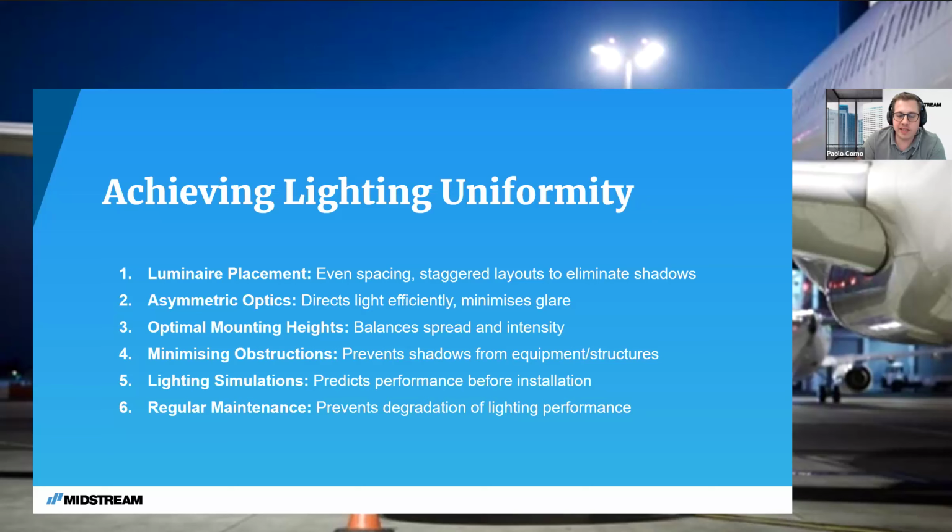Minimizing obstructions. This is again something which is easy to do on a greenfield, more challenging to do on a retrofit project. But the biggest enemy of light is physical obstacles, because they create shadows. So in many airports, especially for the stands which are attached to a terminal, you will have fingers, you have bridges, you'll have little parts of the construction which stick out of the terminal itself.